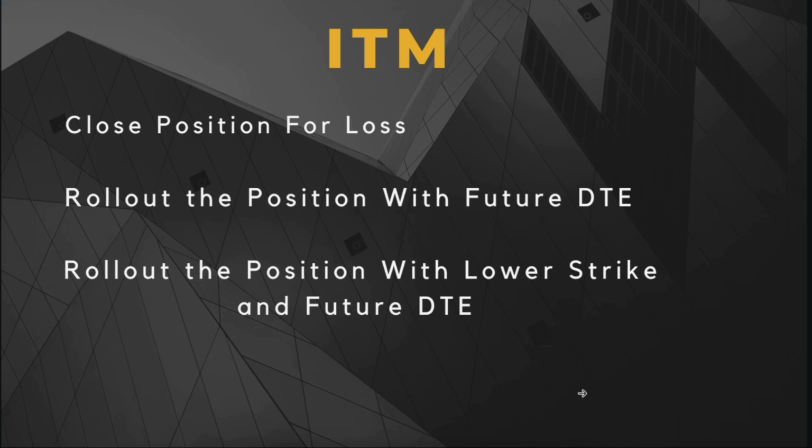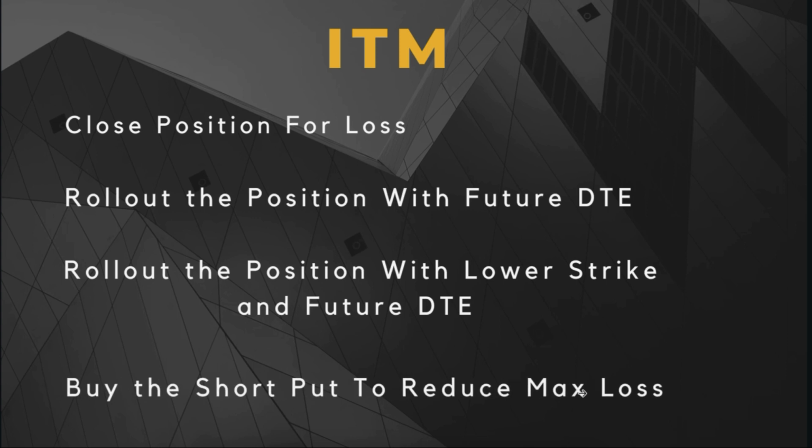What you can do is, as you know, the put credit spread has two legs, right? It has a short put and then it has a long put. So you buy back the short put, okay? And then let that other long put ride. So in this case you are basically reducing your max loss, right?